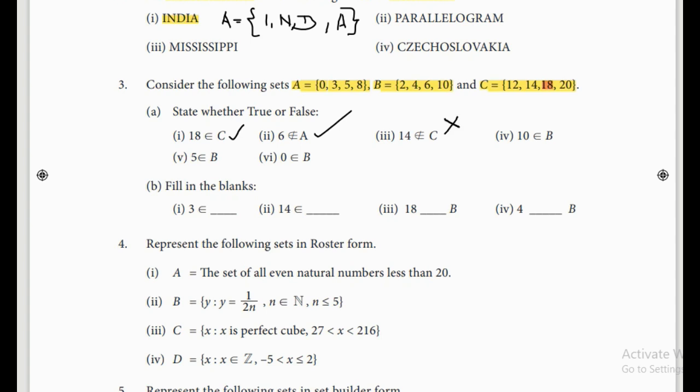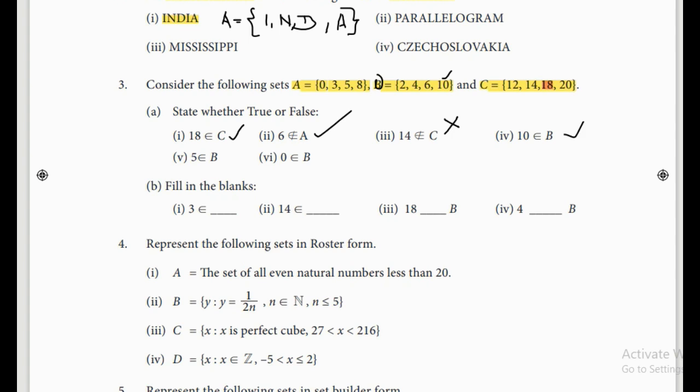Next, fourth one. 10 belongs to B. Yeah. In the set B, we have 10 here. So we can say 10 belongs to B. It's right.